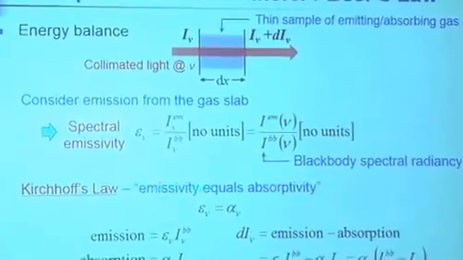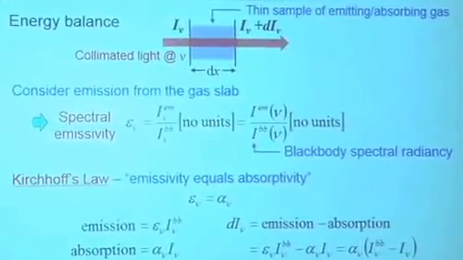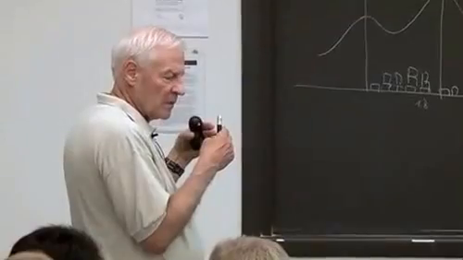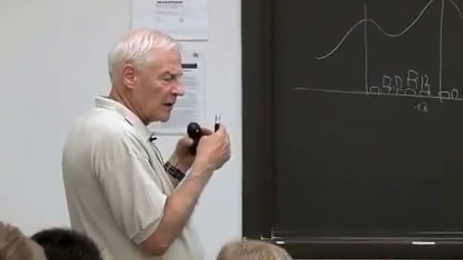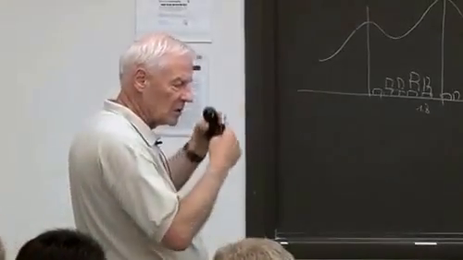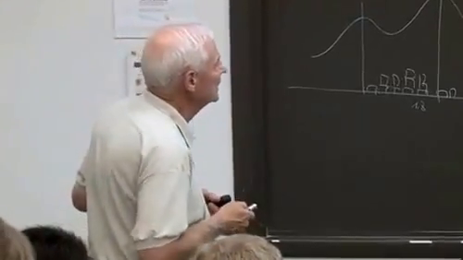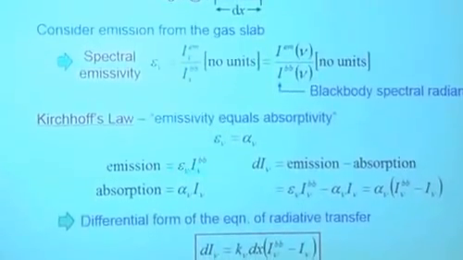And hopefully you've heard of Kirchhoff's law, which says emissivity equals absorptivity. Where did that come from? At equilibrium, where everything is in equilibrium, you find certain relationships, and when you go away from equilibrium, they still hold. So it's a general rule that the emissivity equals the absorptivity. We just did the absorptivity, and now this is the emissivity, so we have both the emission and the absorption.